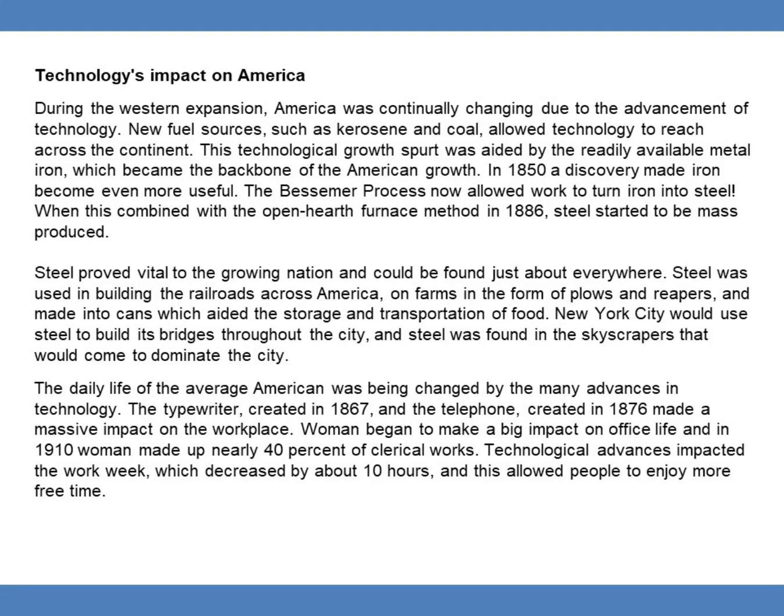The Bessemer process now allowed workers to turn iron into steel. When this combined with the open hearth furnace method in 1866, steel started to be mass-produced. Steel proved vital to the growing nation and could be found just about everywhere.